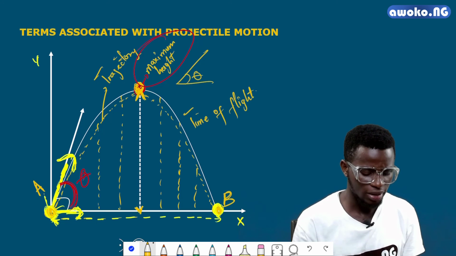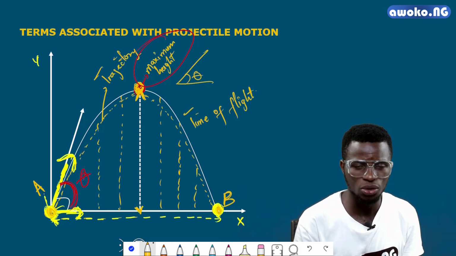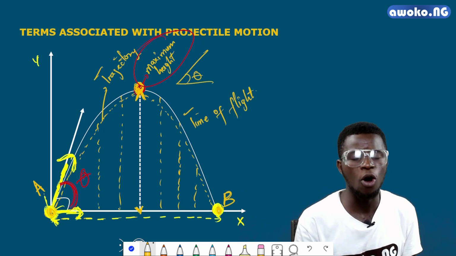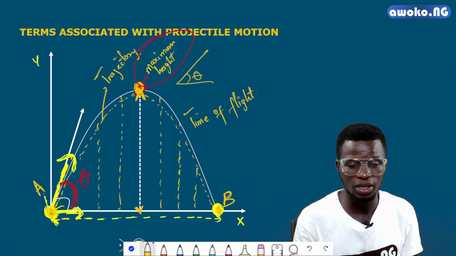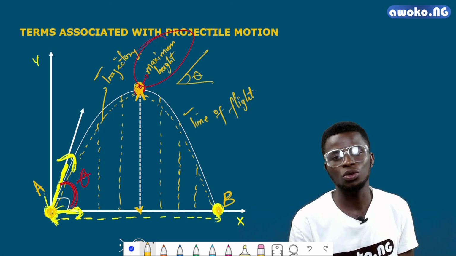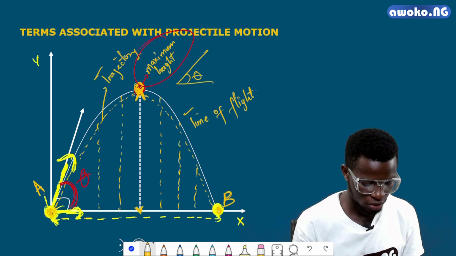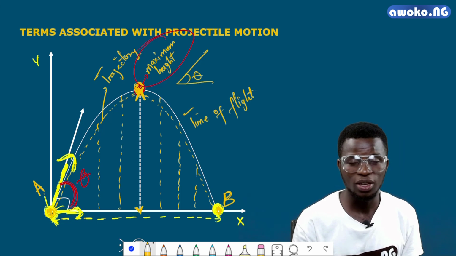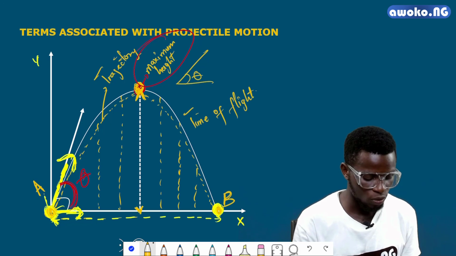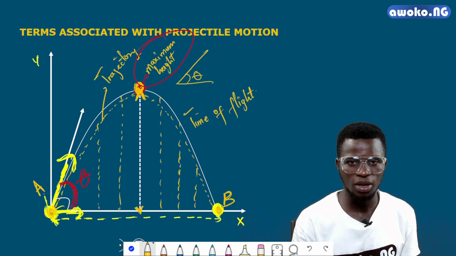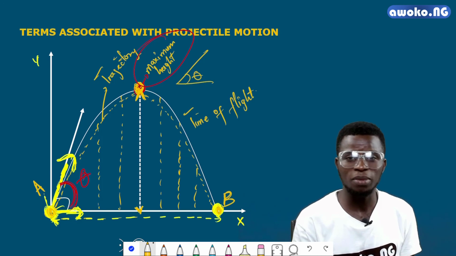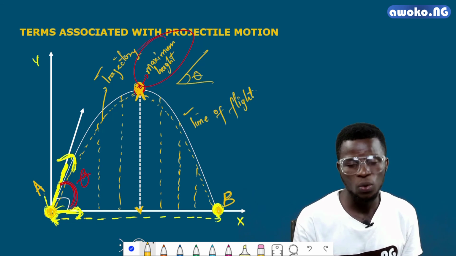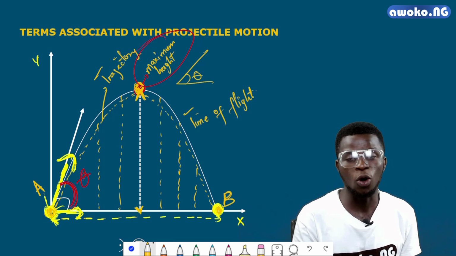So this is just the diagrammatic representation of all the terms that are associated with projectile motion. This is where we draw the curtain for today's class. I'm sure you have a better understanding of what all these terms are. In our next class, we will give the mathematical expressions for each of these terms so that we would know how to apply them whenever we see problems relating to projectile motion.